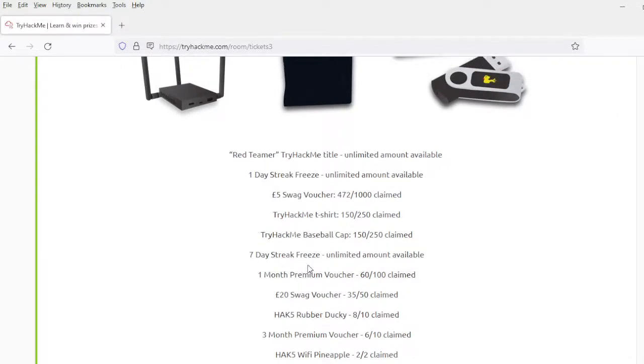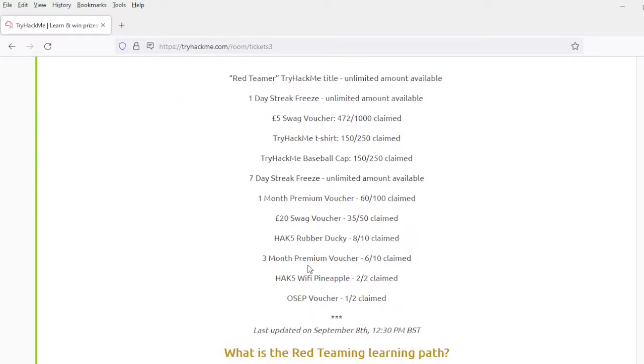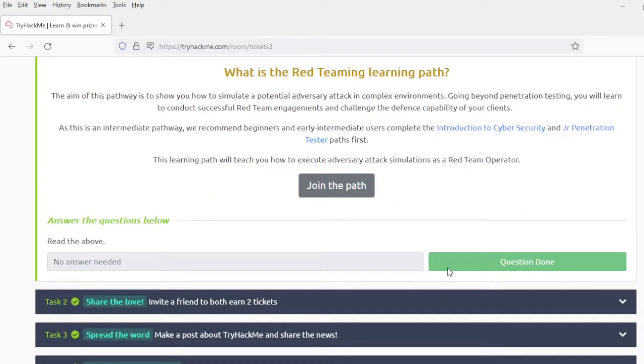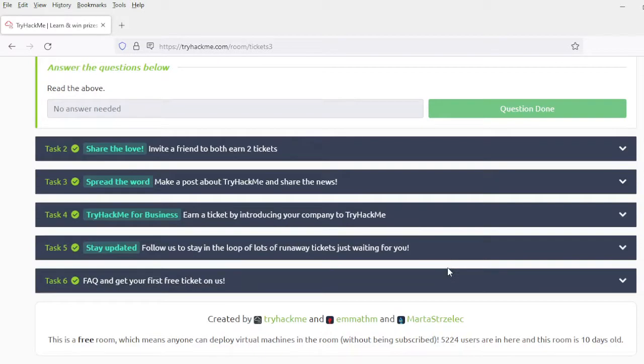For example, the OSEP voucher, one of two is already gone. The Hak5 pineapple is completely gone. You can still get two rubber duckies or four 3 month premium vouchers. But yeah, so this is the part with the tickets, but I think also the actual path is very interesting and very useful.